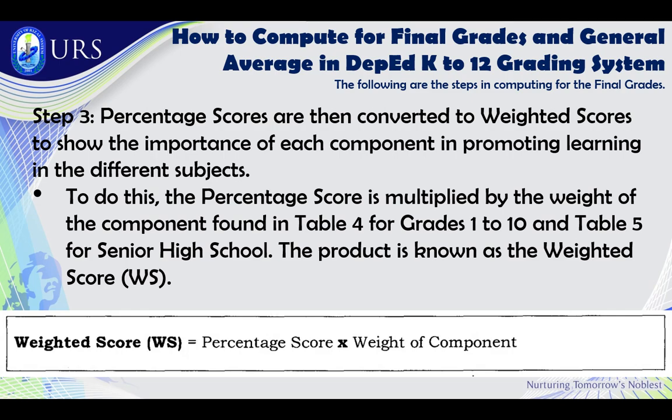And step number 3, percentage scores are then converted to weighted scores to show the importance of each component in promoting learning in the different subjects. To do this, the percentage score is multiplied by the weight of the component found in Table 4 for grade 1 to 10 and Table 5 for senior high school. The product is known as the weighted score. So, ito po yung tinatawag na WS. So, yung percentage score na nakuha po natin dun kanina is ito times po natin yung sa weight component para makuha po natin yung weighted score.